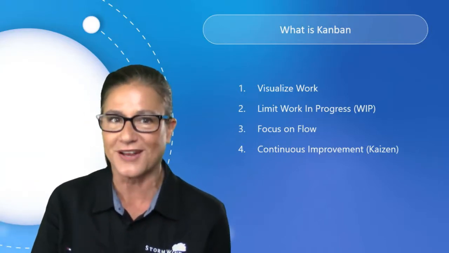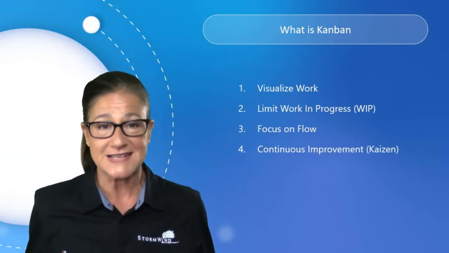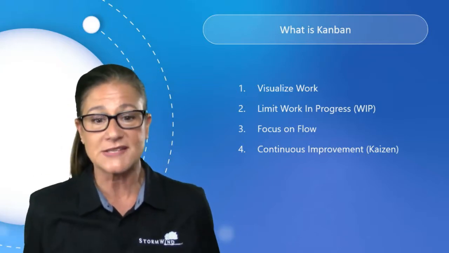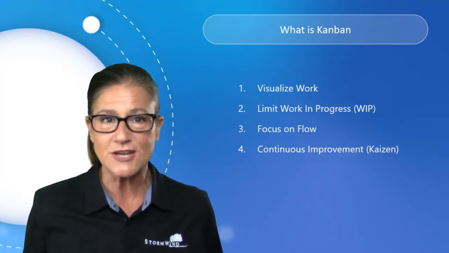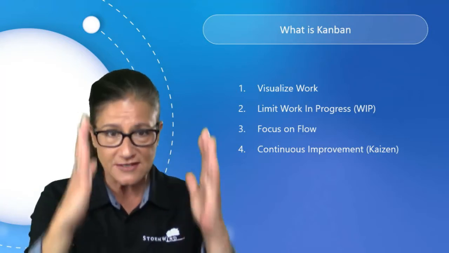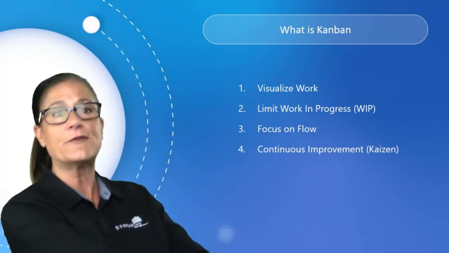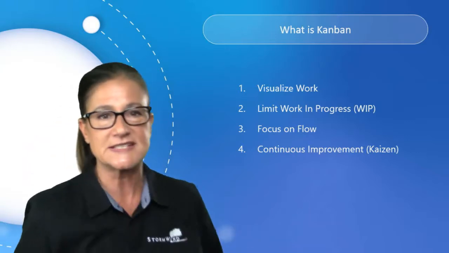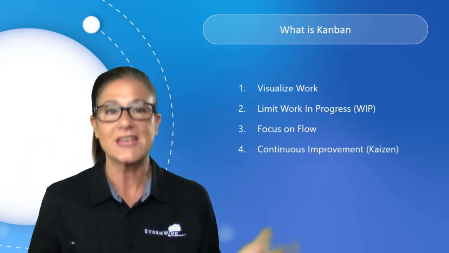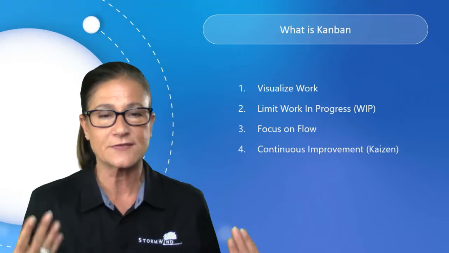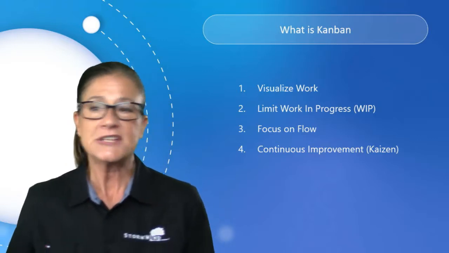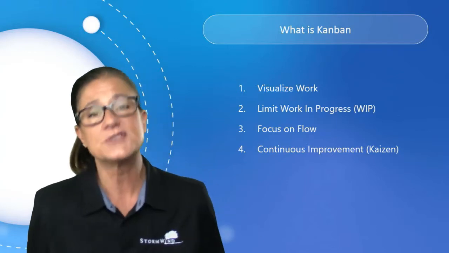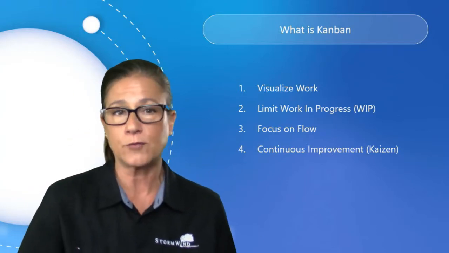Now that sounds counterintuitive, but if you've ever tried multitasking or working on multiple things all at once with expectations of a perfect output, you know that's very difficult to do. Limiting work in progress allows us to get it done and then focus on the flow, move it into done. Continuous improvement is also one of the core tenets of Kanban. We're constantly working to improve our output, to improve value. And part of doing that is focusing on the flow of work.